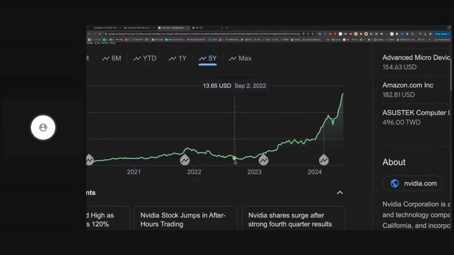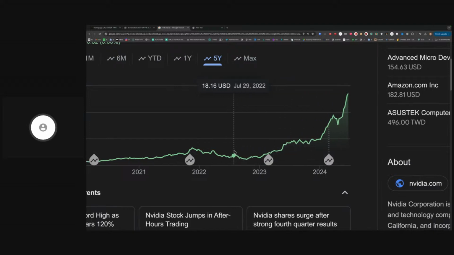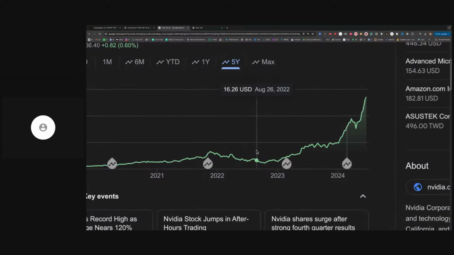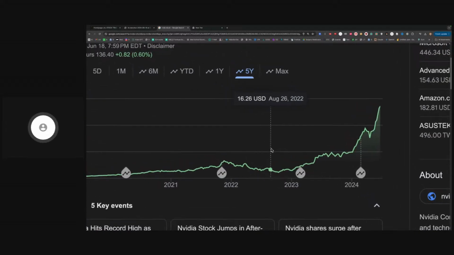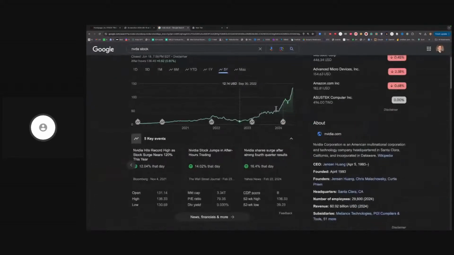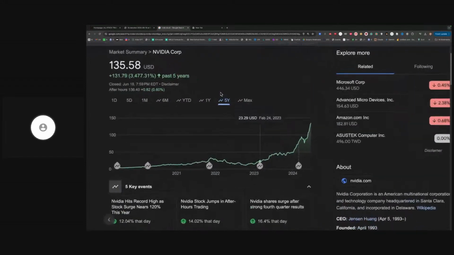8x. This makes sense because they essentially did a stock split.